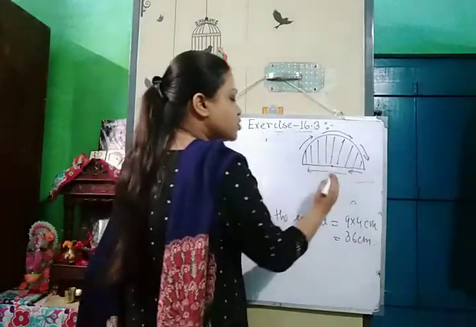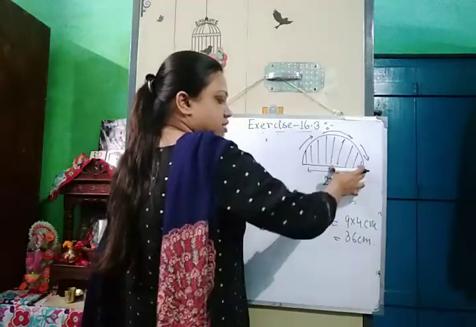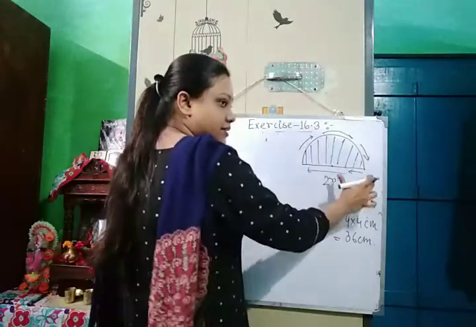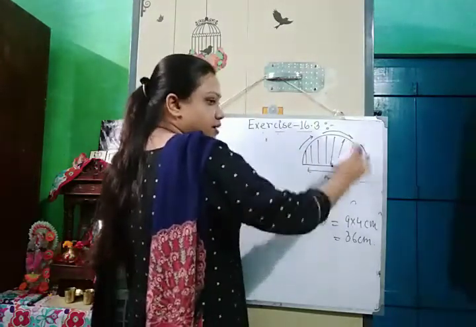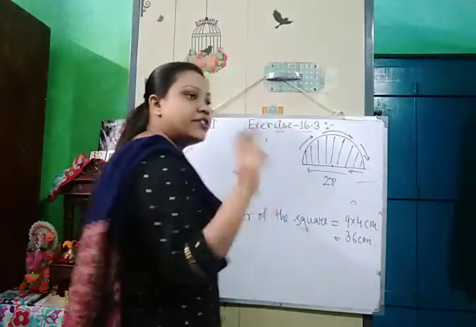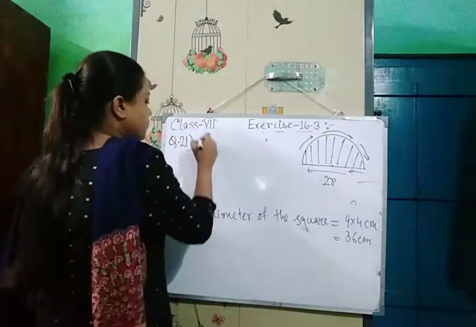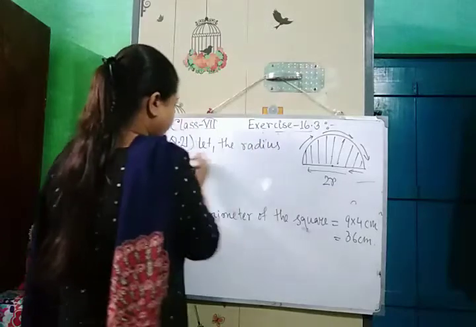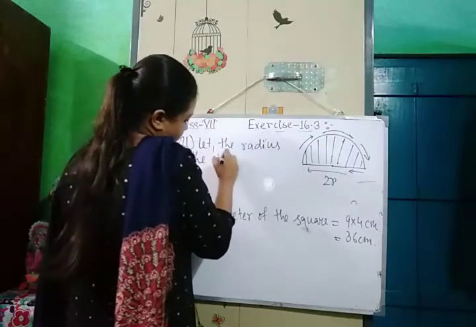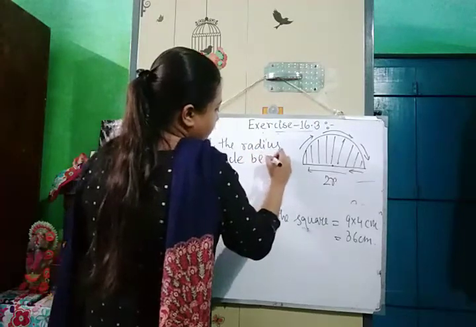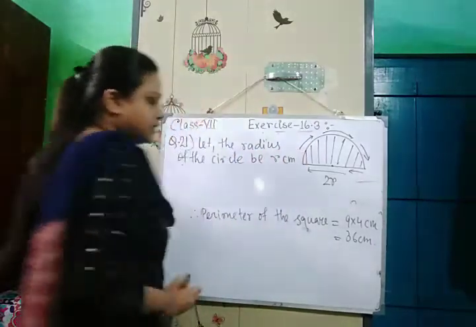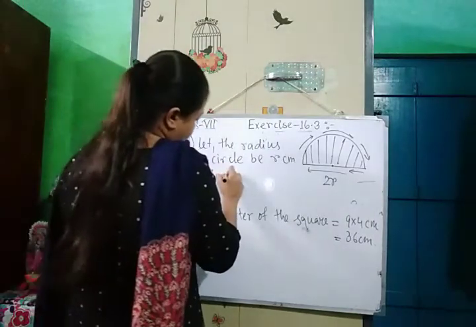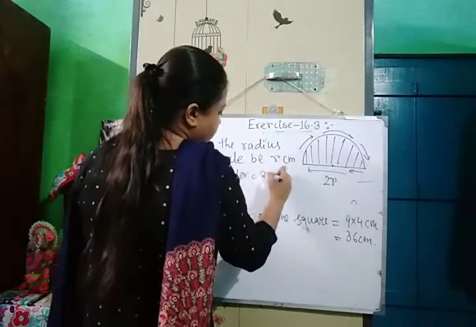You can see this diameter is 2r. If this is the radius of the circle, then diameter is 2r. And this one is half of its circumference. Total circumference is 2 pi r, so half of the circumference is 2 pi r divided by 2, meaning pi r. So first we will assume that the radius of the circle be r centimeter. Therefore, its diameter is 2r centimeter.